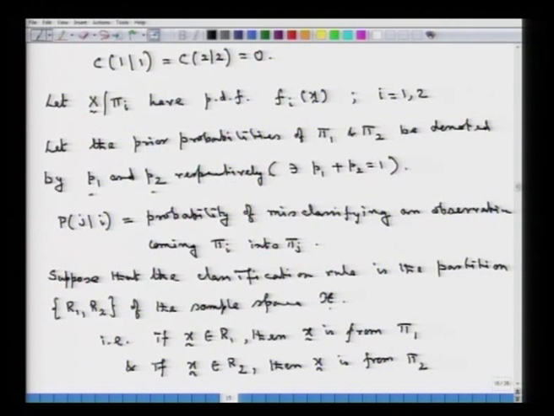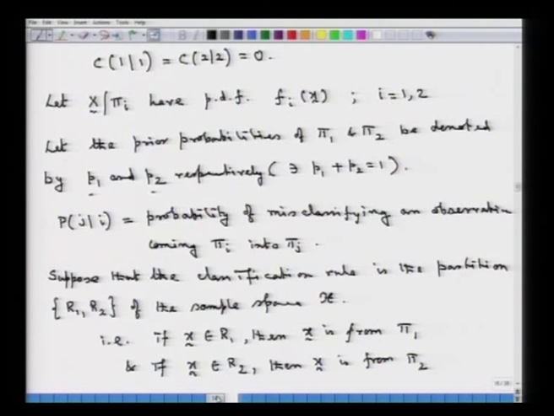So, for any x coming from the sample space, we will see its location with respect to this partition R1 and R2, and if x belongs to this R1 part, then we will say that X is basically coming from pi 1 and hence X is classified into pi 1 population. If X is belonging to R2, then X is classified to be coming from the second population, which is pi 2. So this is the classification rule.